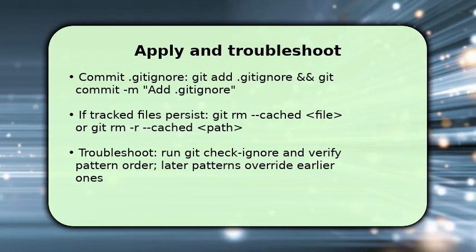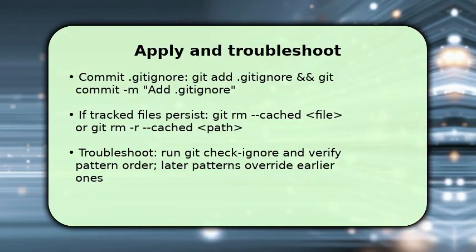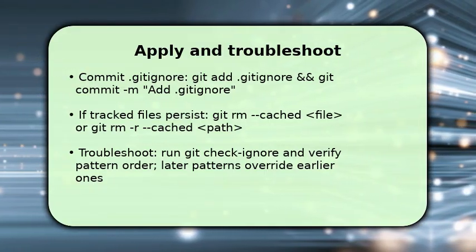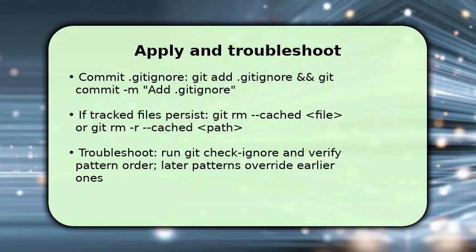If files remain tracked, remove them from the index without deleting them using git rm --cached file or git rm -r --cached path, then commit.